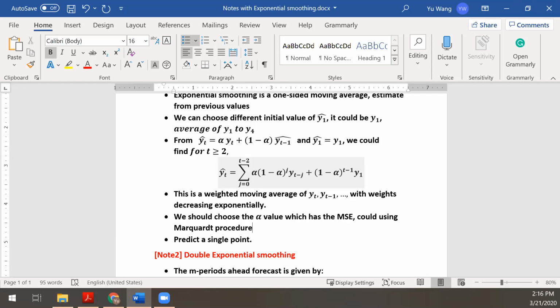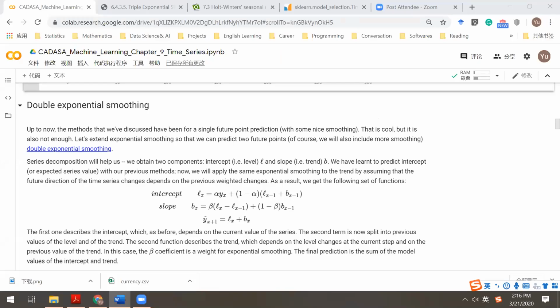Here, the idea is similar to exponential smoothing. For the slope, the slope, we estimate the slope from the previous slope data from bx1, b1, b2 to bx minus 1. Oh, okay. Oh, sorry about that. Oh, okay. Is that good now? Can you see the formula?